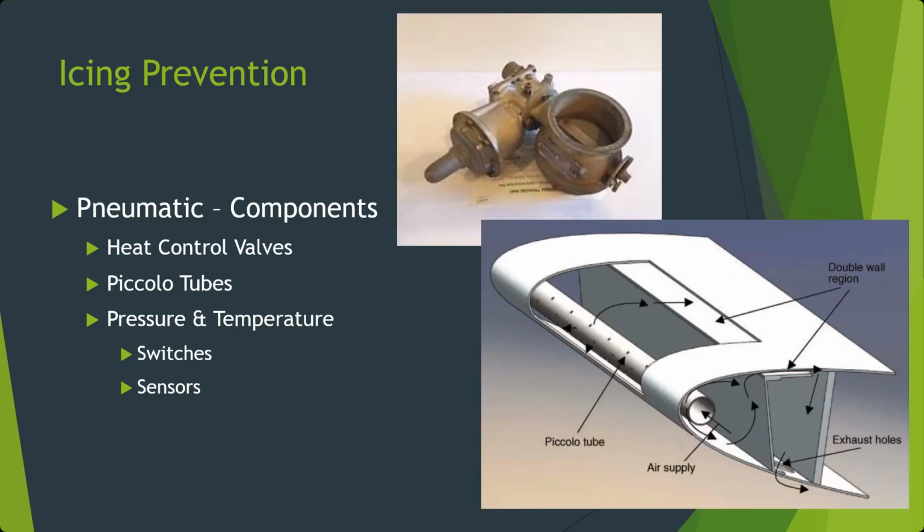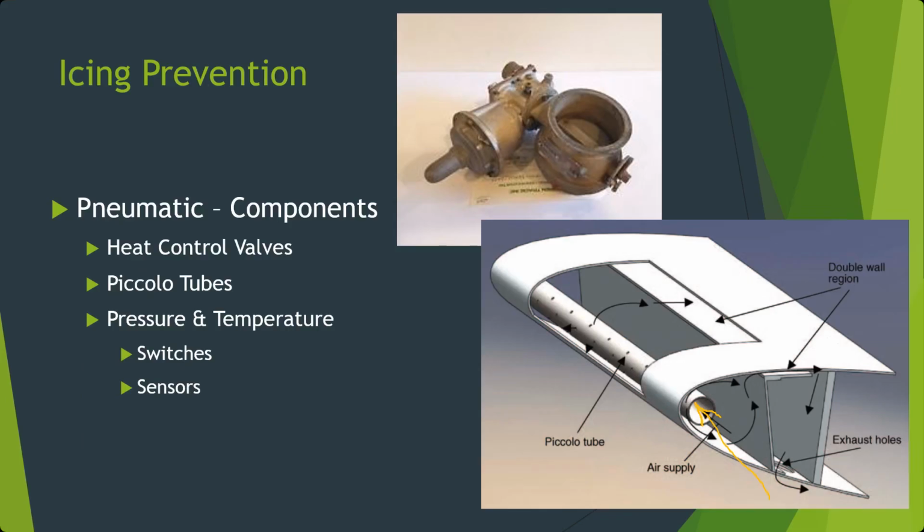So here's one of the shutoff valves on top. It's just a basic butterfly valve with a motor that can open and close it. And then on the right, here's the piccolo tube. What this is showing is that air is routed and comes out into the wing through this piccolo tube. As it travels through the tube, there are little holes drilled in it inside the leading edge of the wing, and those distribute that hot air on the inside of the wing.